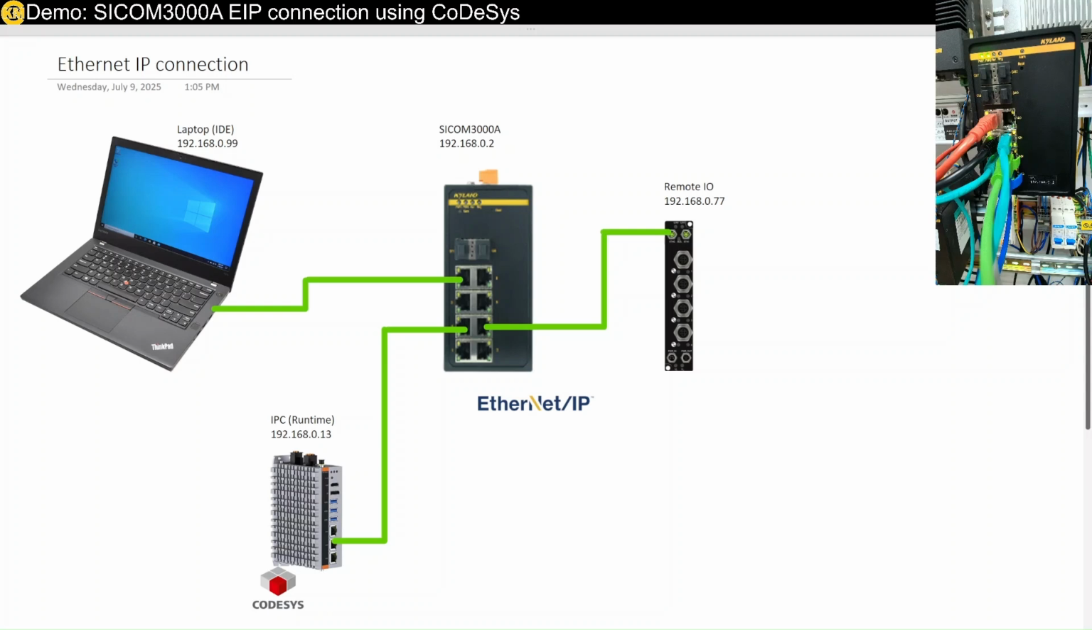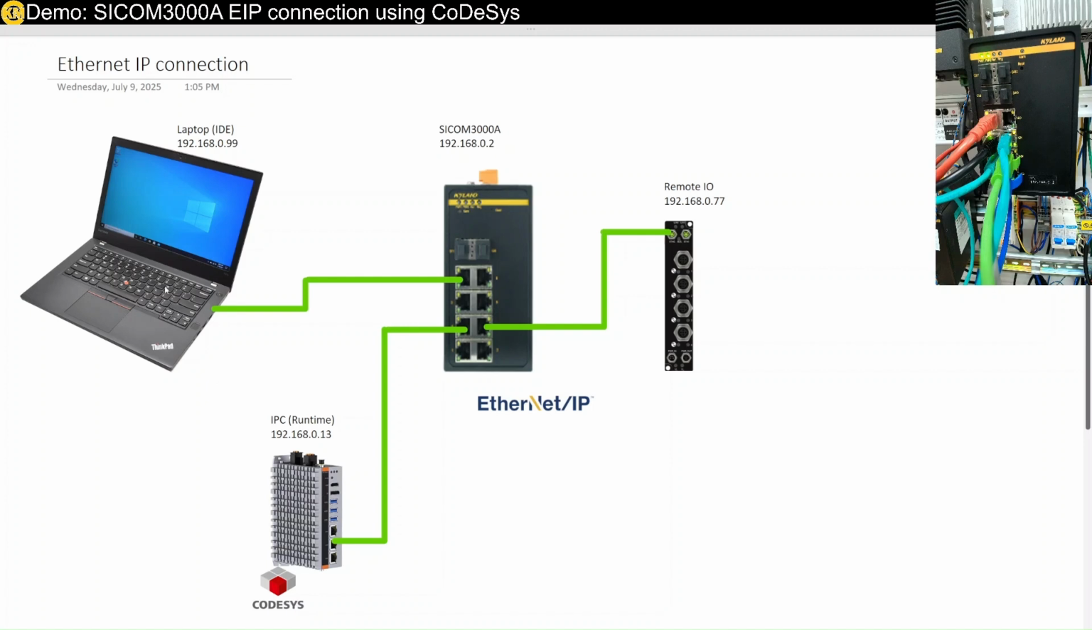Okay, this is a video demo of the SICOM3000A Ethernet IP connection using CoDeSys. If you see my screen, this is the SICOM3000A set at a default IP address of 192.168.0.2. I also have another Ethernet device over here, which is my IPC, running the CoDeSys runtime. My laptop is over here.